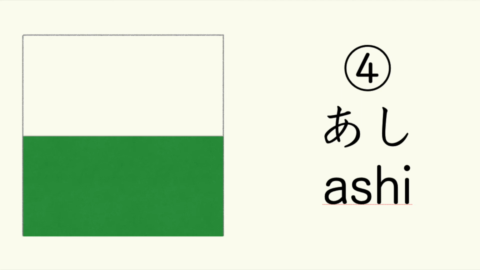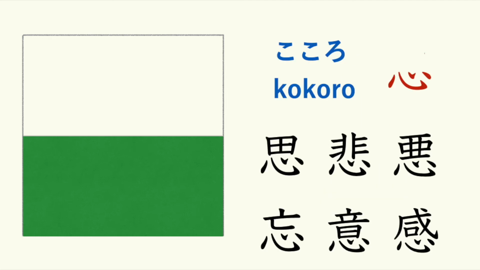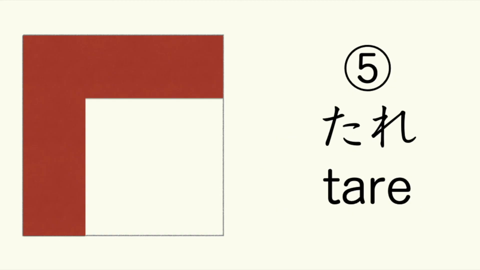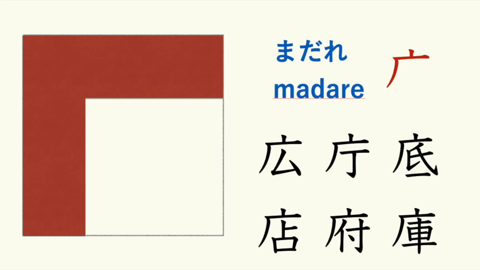Ashi, which means legs, is of course the lower part of the kanji. The example of ashi is kokoro, and the kanji have something to do with this kokoro, heart. So there are to think, to be sad, to feel, to forget. They have these meanings.